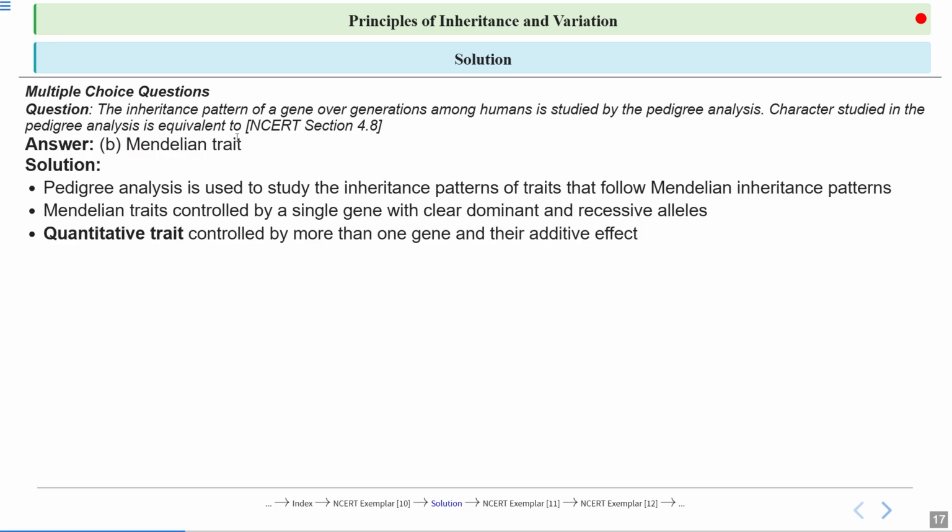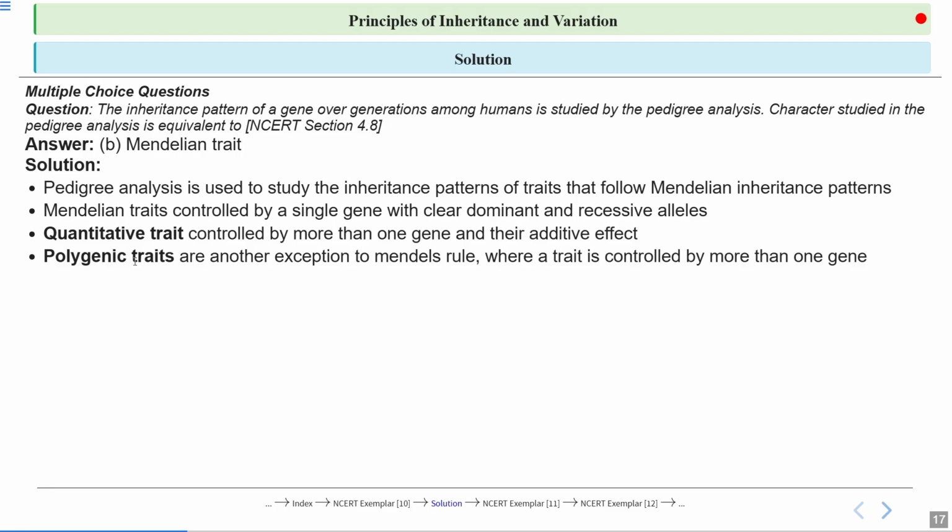by a single gene. One of the options was quantitative traits. So quantitative traits are polygenic traits. They are controlled by more than one gene, or multiple genes, and they have additive effects. Clear? Polygenic traits are also controlled by many genes, so they are like quantitative traits only. Clear? They are exceptions to Mendel's rule. Polygenic traits are also known as quantitative traits.